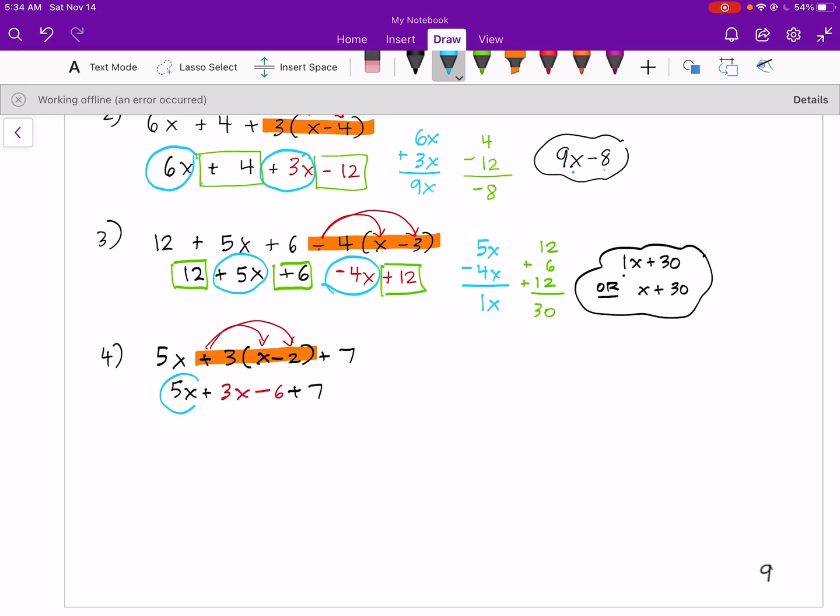I'm going to start with my x's, 5x plus 3x, which would be 8x. And then collect your constants, put them together. Negative 6 plus 7 would be a positive 1. So when we put it together, 8x plus 1.